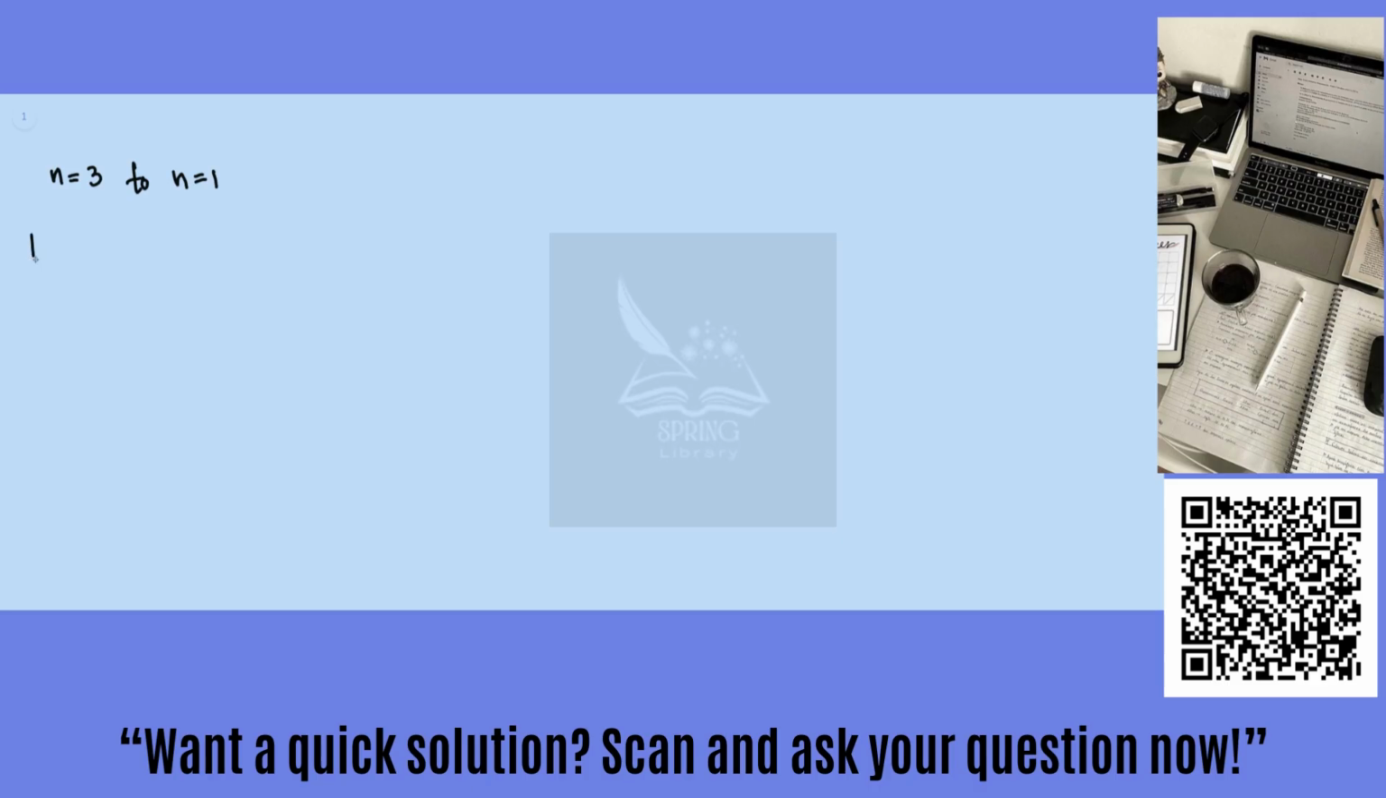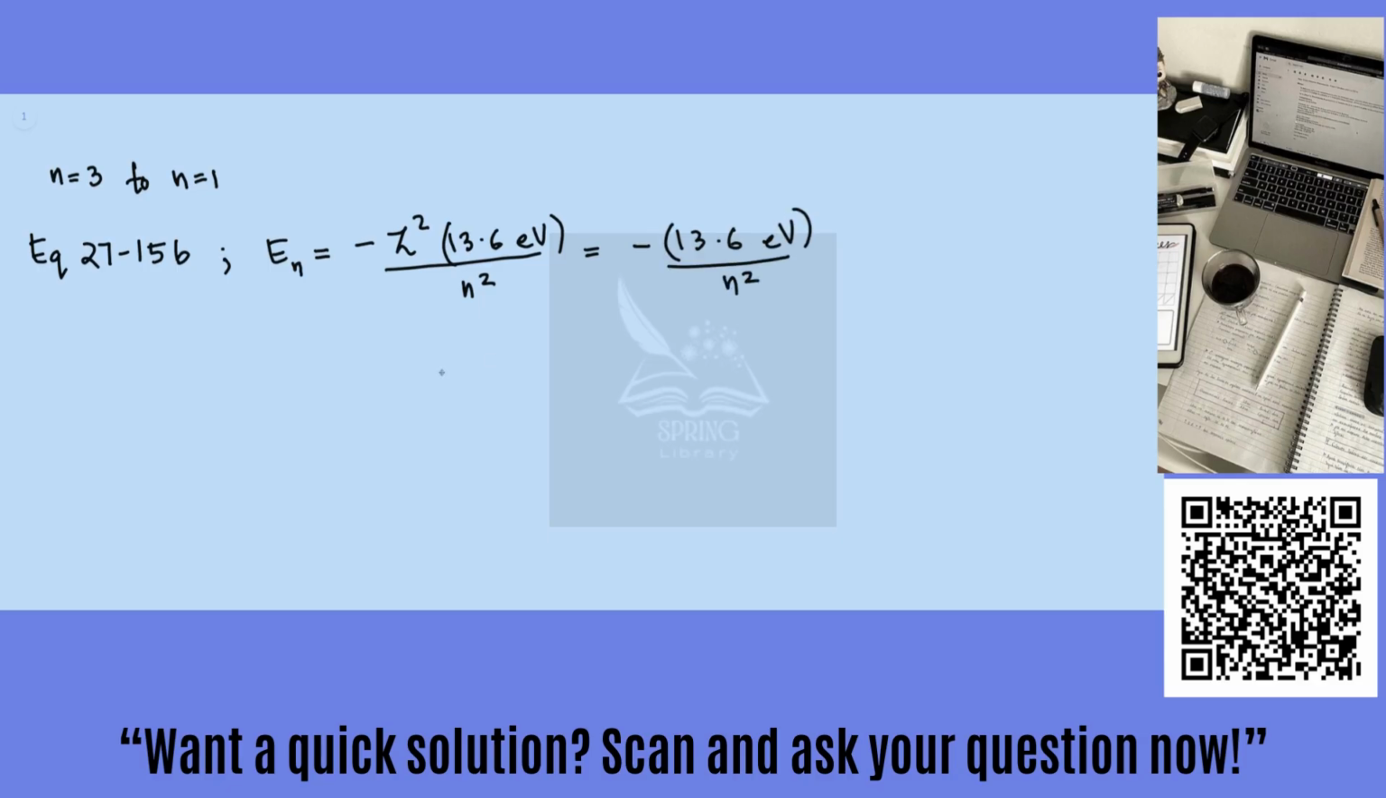We will use equation 27.15b. It says that the energy associated with a level n is given by minus Z squared times 13.6 electron volt over n squared. For hydrogen atom, Z is equal to 1. So this will be simply minus 13.6 electron volt over n squared.